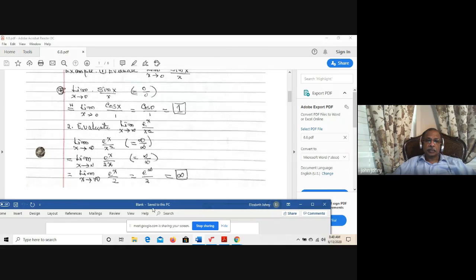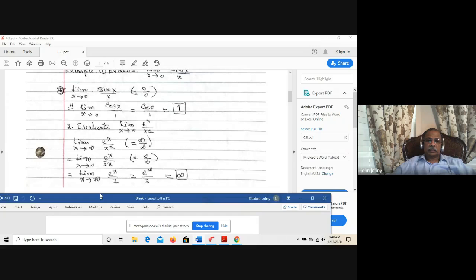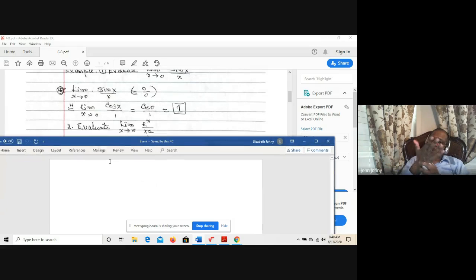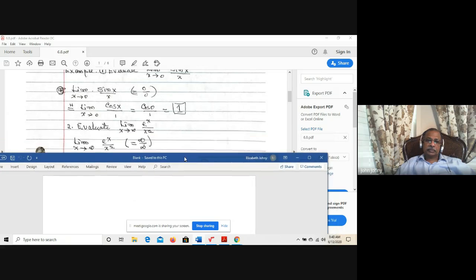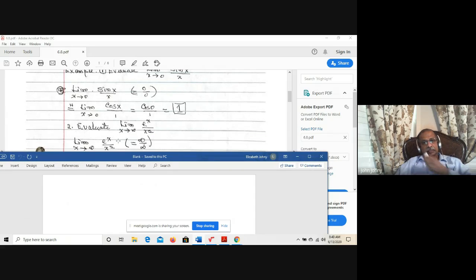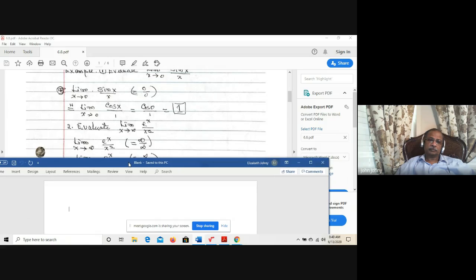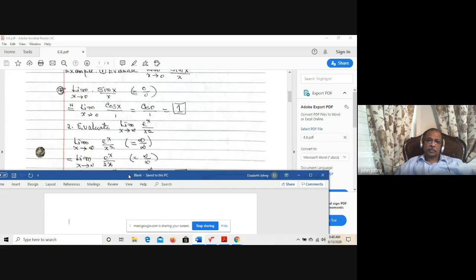Example 2. Evaluate limit x approaches infinity, e to the power of x divided by x squared. Substitute the limit. e to the power of infinity is infinity. Infinity squared is infinity. So when you substitute x equal to infinity, you get infinity over infinity. So you can apply the L'Hopital's rule.